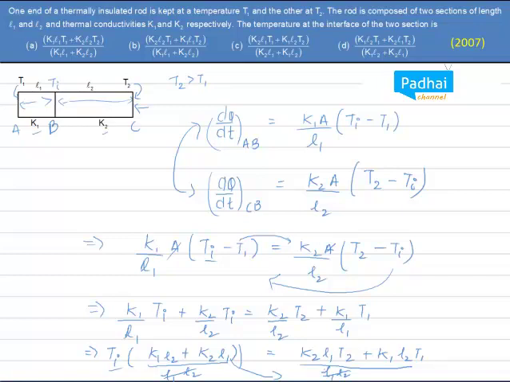A is wrong. We can see the answer. B is also wrong. C is K2 L1 T1, this is also wrong. D is correct: K1 L2 T1 plus K2 L1 T2 divided by K1 L2 plus K2 L1. That means option D is correct.